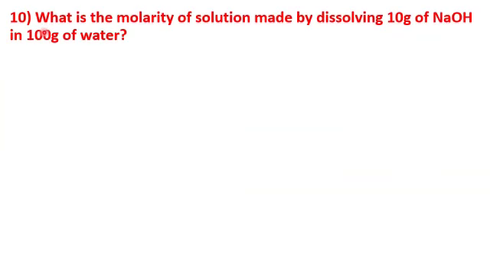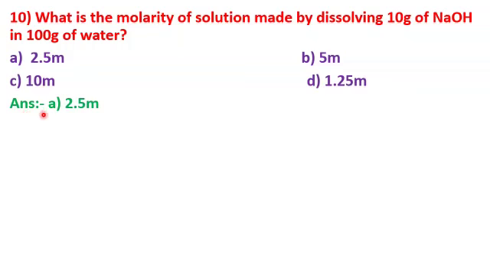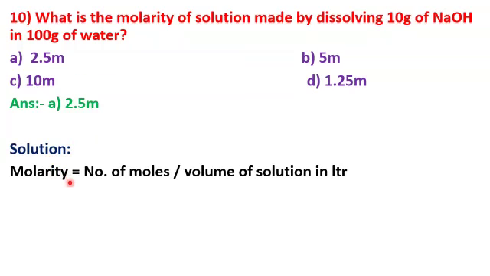Question number 10. What is the molarity of the solution made by dissolving 10 gram of sodium hydroxide in 100 gram of water? Options are A 2.5 molar, B 5 molar, C 10 molar and D 1.25 molar. Here the correct answer is A, 2.5 molar. I will show the calculation.